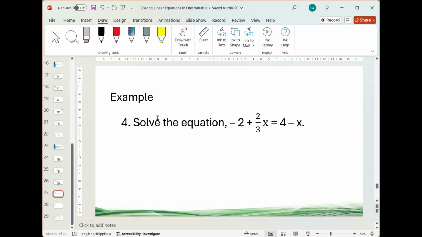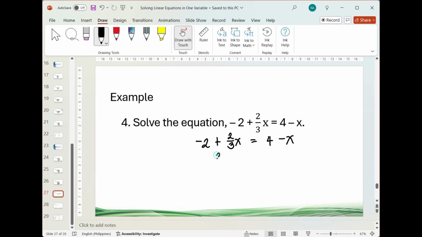Another example. So, let's solve the equation. Sulat natin. Negative 2 plus 2/3 x is equal to 4 minus x. So, wala naman tayong sisimplify dito sa left side, right? Wala rin tayong mag-sisimplify dito sa right side. So, ang gagawin natin, magta-transpose na tayo. So, ang gagawin here is negative 2, ita-transpose sa right. At si negative x, ita-transpose naman sa left.